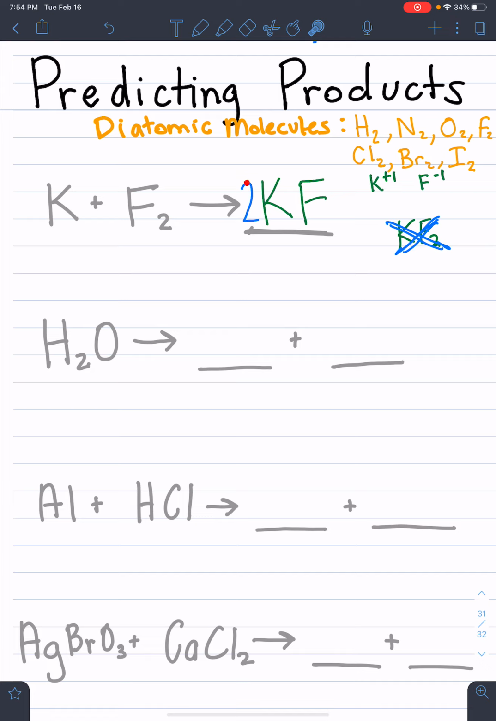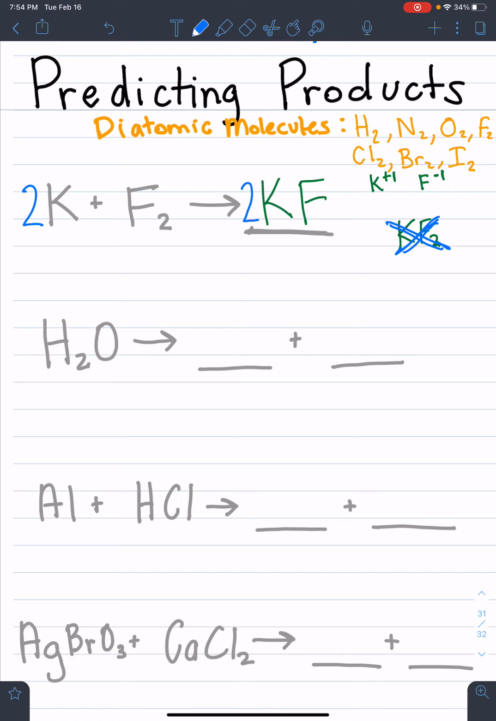Now, when we put a 2 in front, the 2 goes for the F, but also it goes for the K. It's like distributing in math. It goes for the F and for the K. So we have 2 F's and 2 K's. On this side we have 2 F's, but we only have 1 K, so we need to write our 2 in front of our K. And that's how you'd balance this. So those are the kinds of things I'd be expecting you to do on your test.